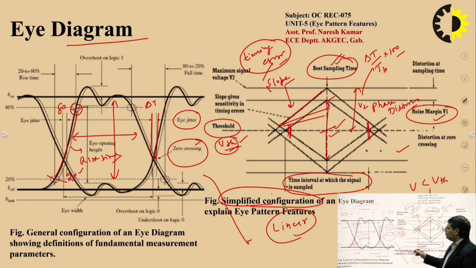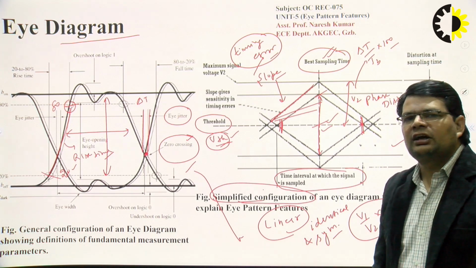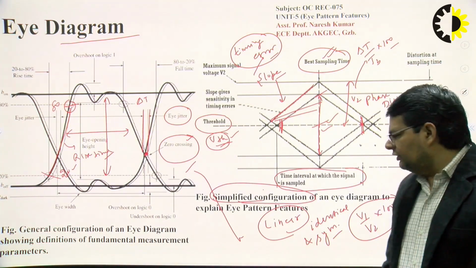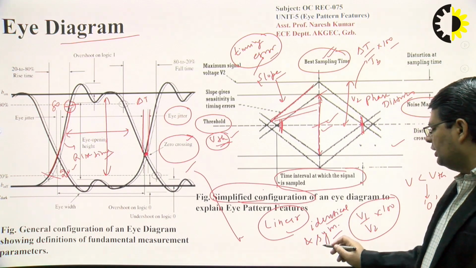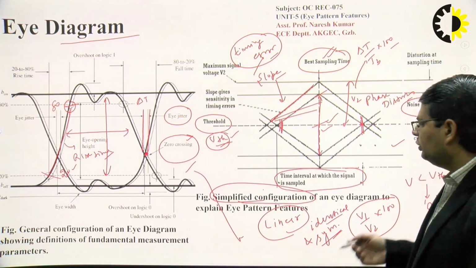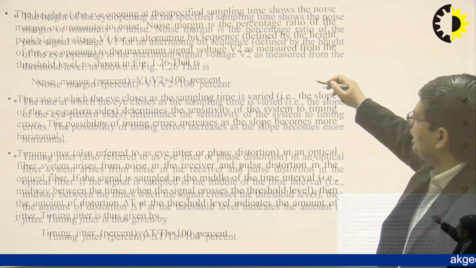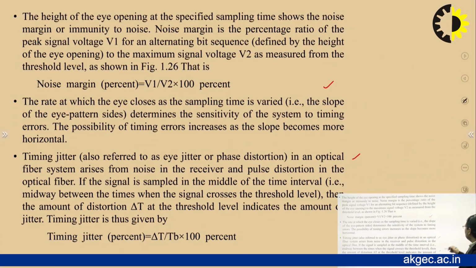If the eye diagram shape is identical and the eye diagram is also symmetrical, we can say that the system is linear, or system characteristics are linear. Otherwise, if the eye diagram is non-identical and non-symmetrical, we can say that the system is non-linear. So these are the various eye pattern features that we have discussed in the previous slide.